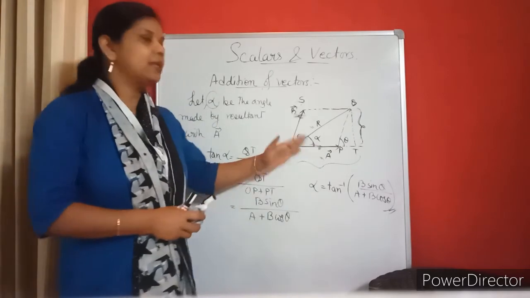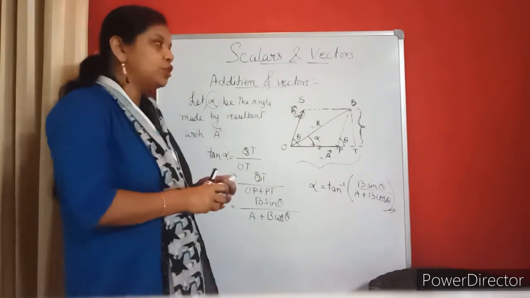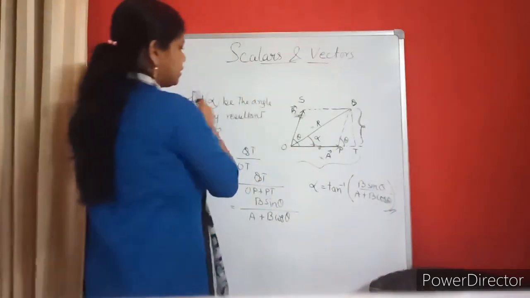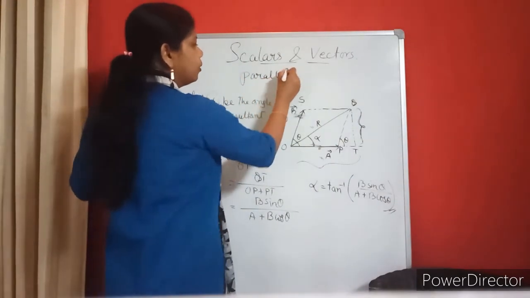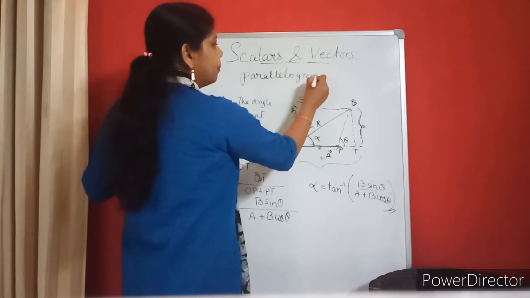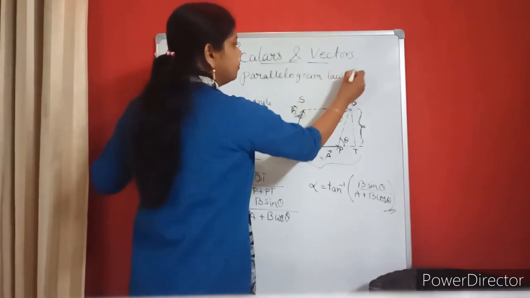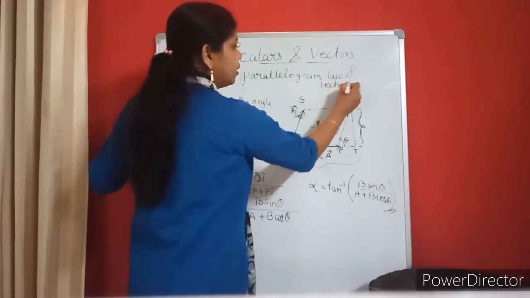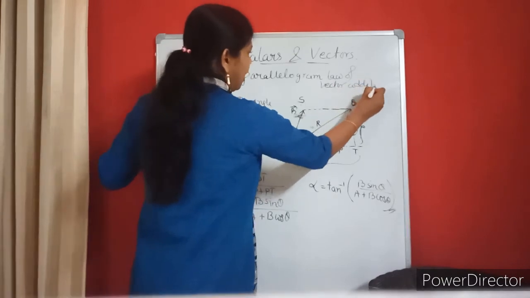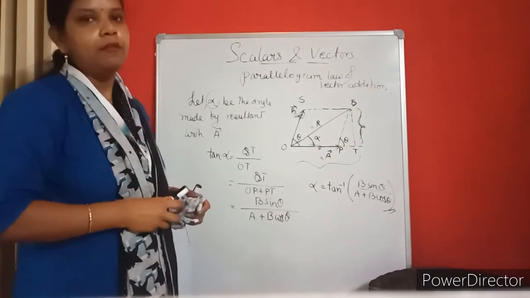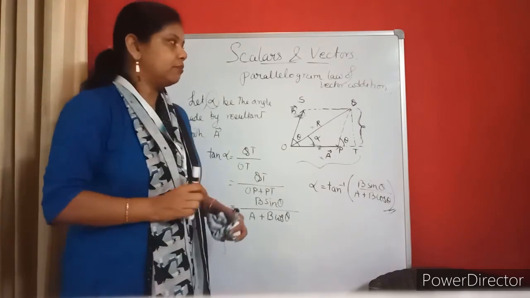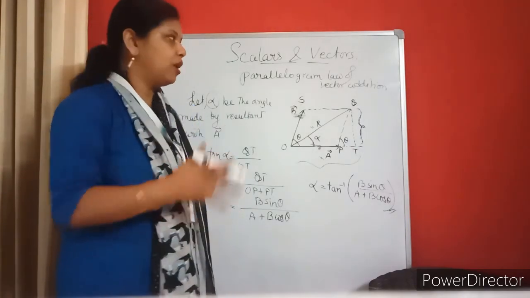But if it is making a certain angle, then we will follow which rule? I will write down here what is the rule. Rule is the parallelogram law of vector addition. So this rule we have to follow and we have to find out the value. So that much only for today's class. Hope you have learned it.